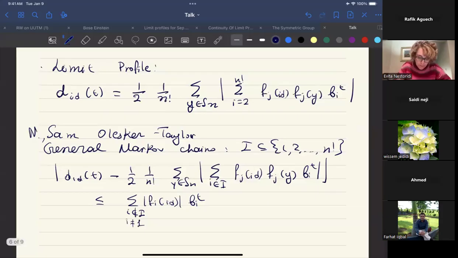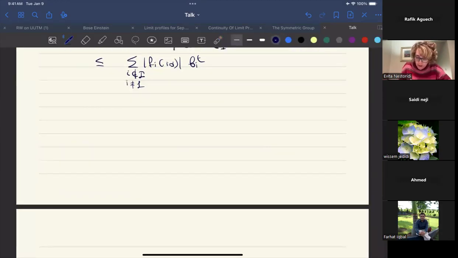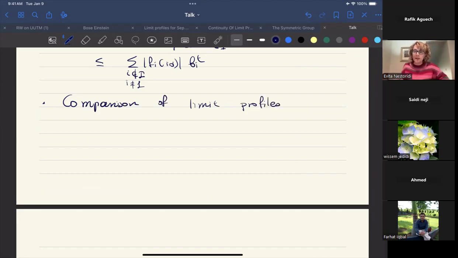Okay, so all I'm saying is that suddenly we have two techniques, one due to Tessier that works very well for conjugacy invariant random walks, and then one for general Markov chains. And so suddenly, we have some tools to study this limit profile object. I do want to go into a third technique. It's called comparison of limit profiles. And the best way to explain it is through another card shuffle that is called star transpositions.